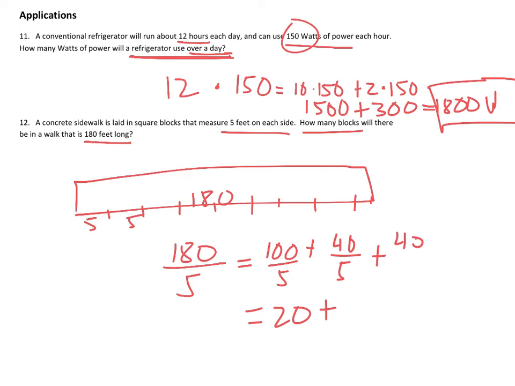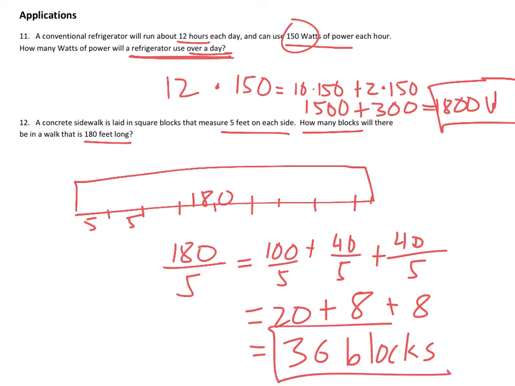So find multiples that you're used to, and notice these all add up to 180. 40 divided by 5 is 8. 40 divided by 5 is 8. Break it up differently if you need to. Whatever's familiar to you. Now 20 plus 8 plus 8, that's 20 plus 16, that's 36. So that's 36 blocks. We're going to break this into these 36 different little blocks. Okay? All right, well, that's the idea.